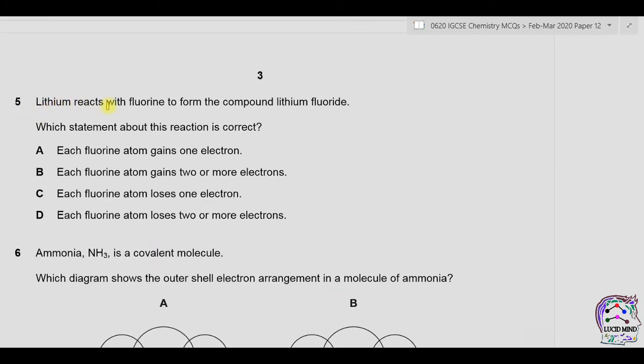Question 5. Lithium reacts with fluorine to form a compound lithium fluoride. Which statement about this reaction is correct? Lithium is from group 1 of the periodic table and it is an alkali metal, while fluorine is from group 7 and it is a halogen. Now we know that when making bonds, group 1 loses 1 electron, group 7 gains 1 electron. So therefore lithium will form a lithium positive ion and fluorine will form a fluoride negative ion. And the bonding between lithium and fluoride is called ionic bonding.